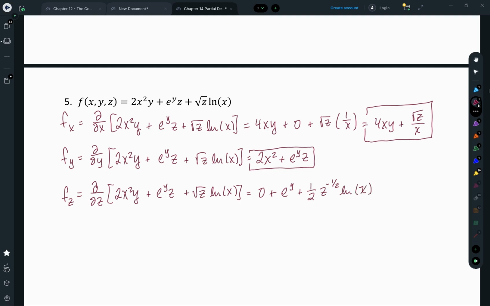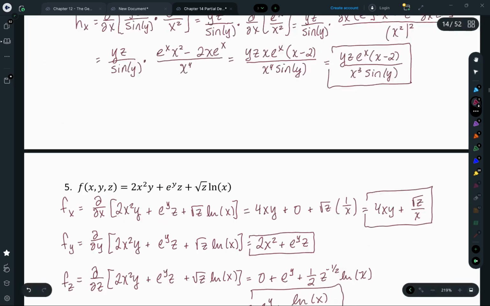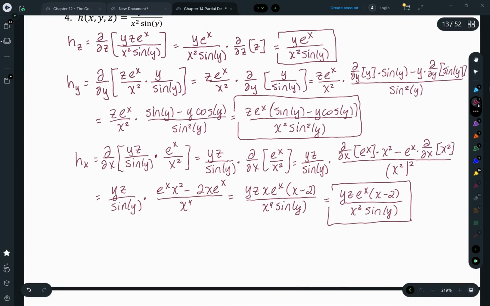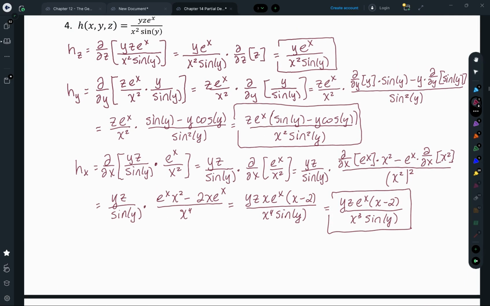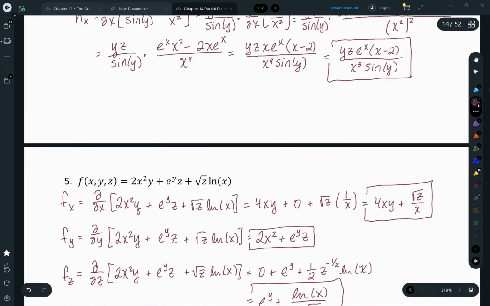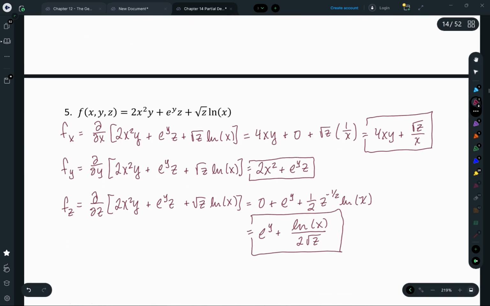And I'll rewrite this just one more time. This is e to the y plus, in the numerator I have ln of x, in the denominator I have 2 root z for my final answer. Okay, that one wasn't too bad. There were no nice tricks that we could play like we did in the last problem because there was a fraction in the last problem. So you kind of want to be on the lookout for where you can make things easier on yourself or where you just kind of have to brute force your way through it.